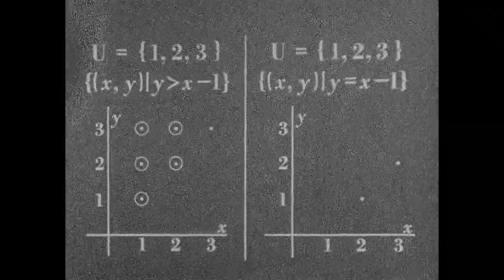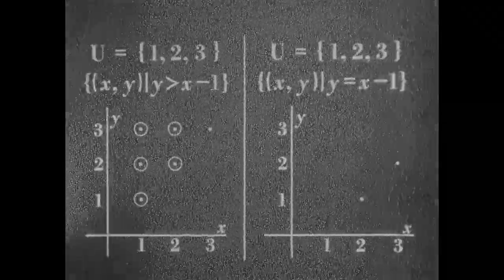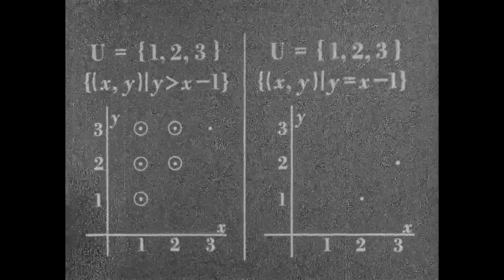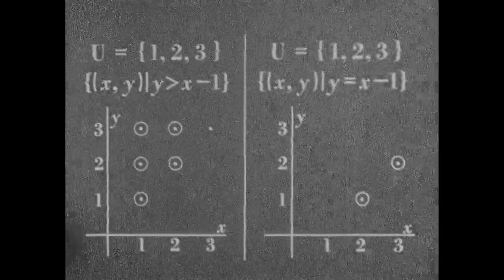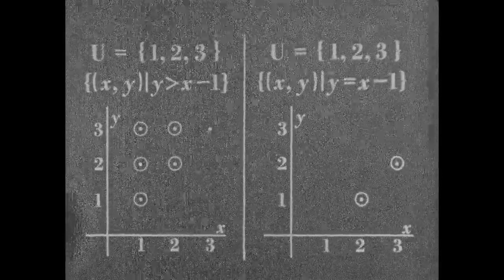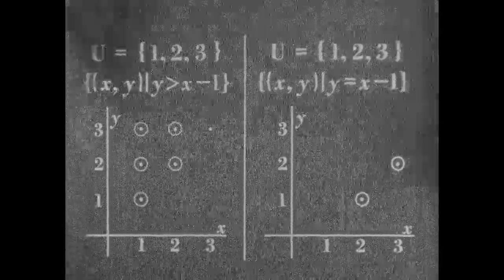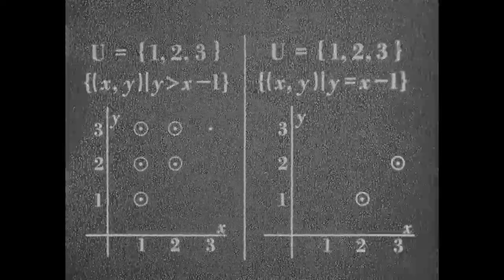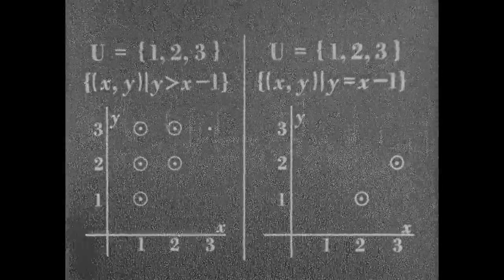But look at the graph on the right. Here, for any value of x, there is only one value for y. A set of ordered pairs, such as is illustrated in the graph on the right, is called a function. There must be at most one y for each value of x. In other words, a function is a set of ordered pairs enjoying this property.